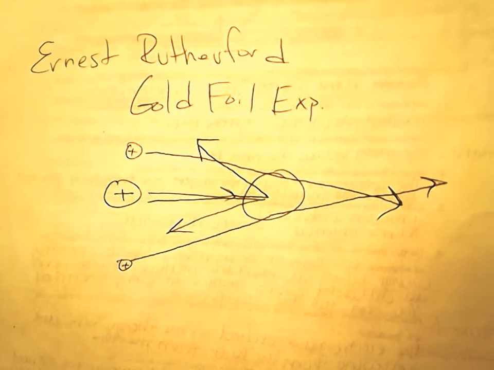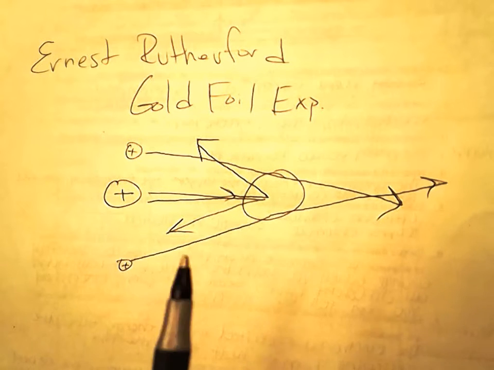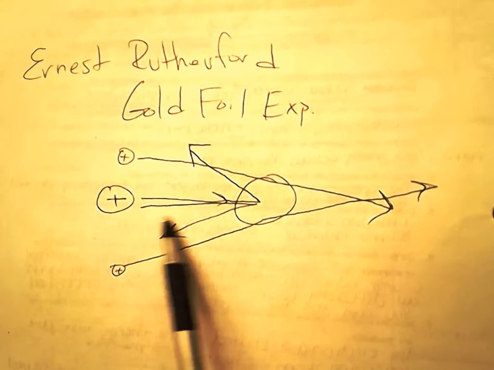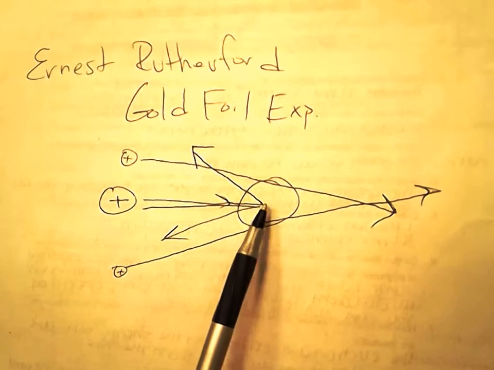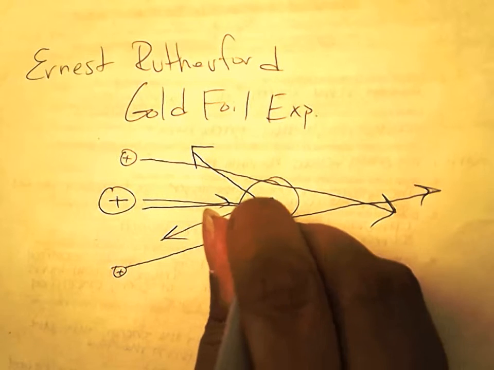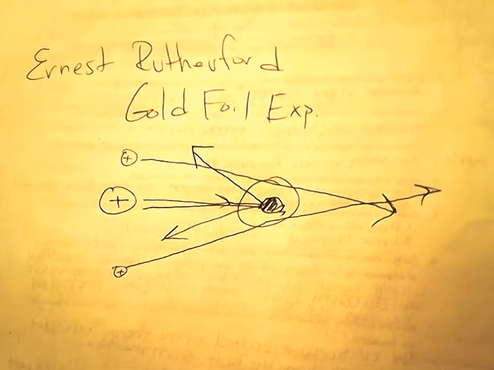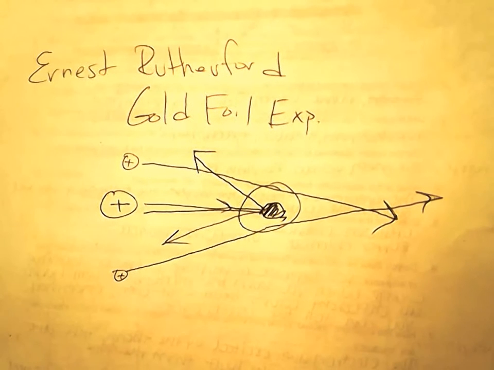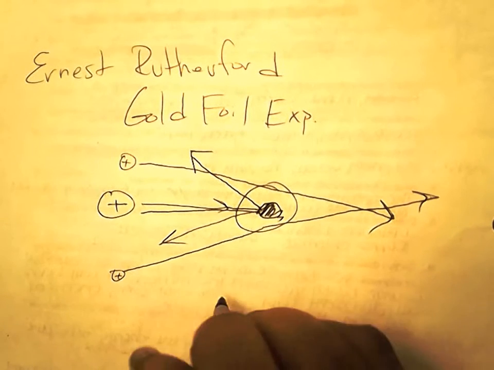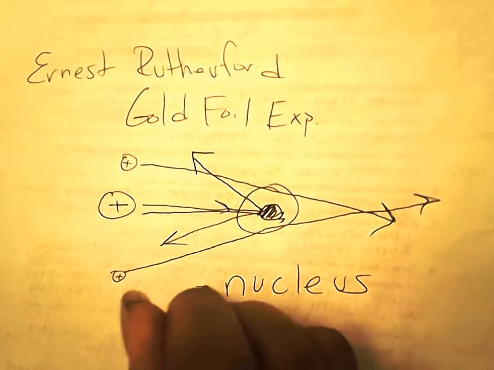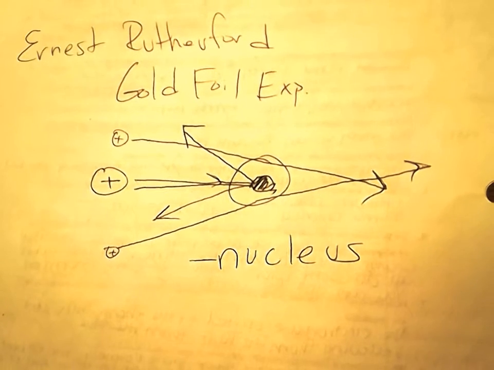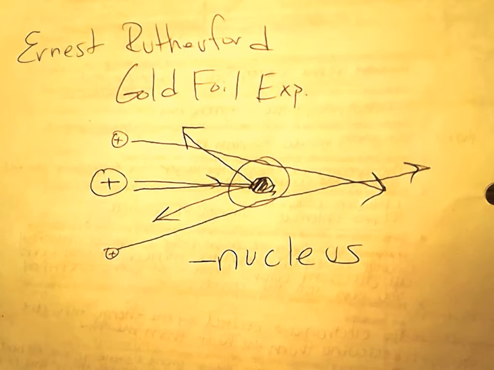Before we even talk about it, there's something in the middle. Okay, that if I'm shooting anywhere else and it's just going straight through, but if I'm shooting towards the middle and it bounces back, that means there is something in the middle of the atom. Now, in 2016, what do we call the center of the atom? The nucleus. So that's the first thing that came out of Ernest Rutherford's experiment, is that there is something in the middle of the atom. We call it the nucleus.